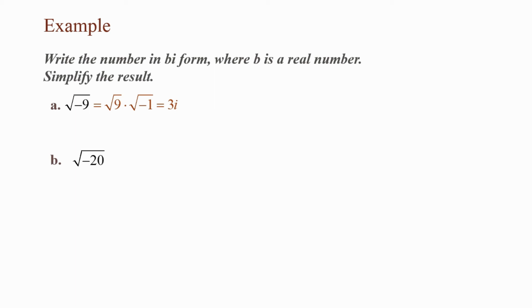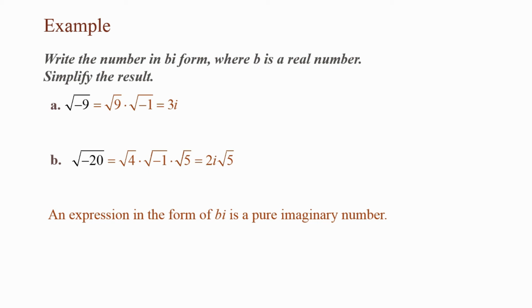For part B, we have the square root of negative 20. We know that 20 is 4 times 5, so our first step is to split everything up. We have the square root of 4 times the square root of negative 1 times the square root of 5. Then we want to take the square root of what we can. The square root of 4 is 2, the square root of negative 1 is i, and the square root of 5 comes over. An expression in the form of bi is a pure imaginary number. So the answers 3i and 2i square root of 5 are both pure imaginary numbers.